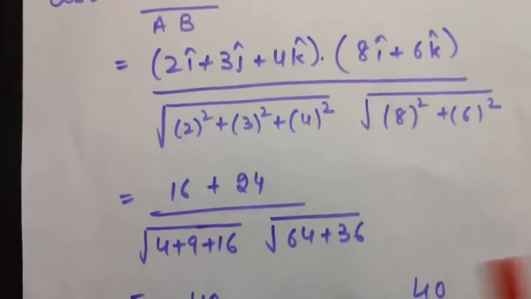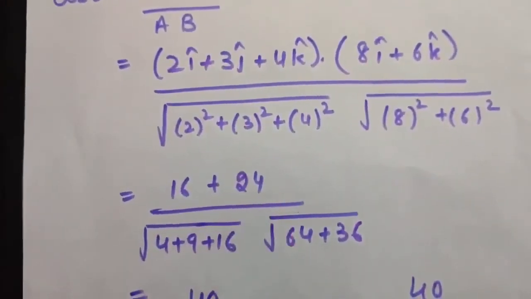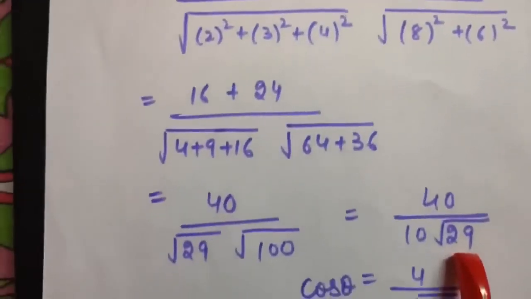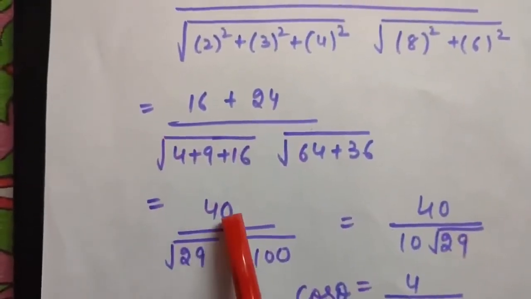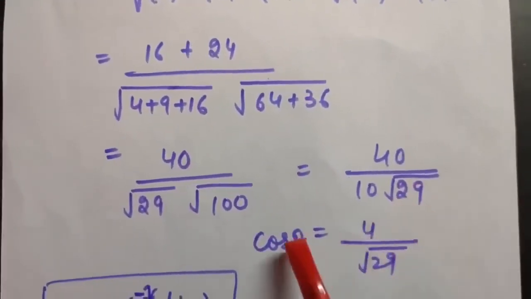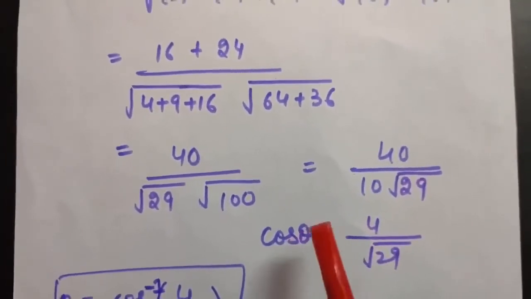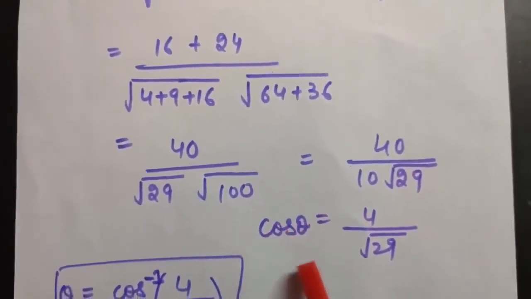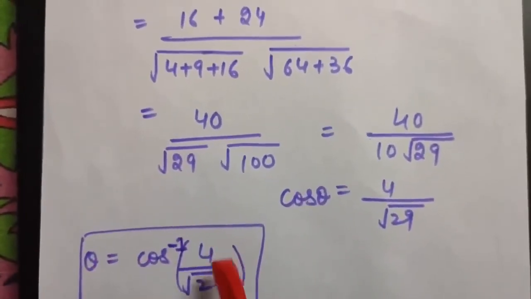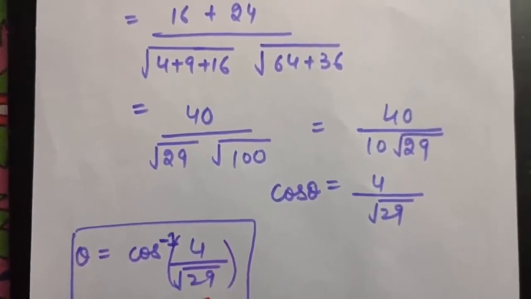So the answer for this will come to be 16 plus 24, and I have just solved the square terms here. So when you add 16 plus 24, it will become 40 upon under root 29 under root 100, or you can say cos theta will come to be 4 upon under root 29. Okay, so now from here theta, if I take cos to that side, theta will come to be cos inverse of 4 upon under root 29. So this is the angle between vector A and vector B.